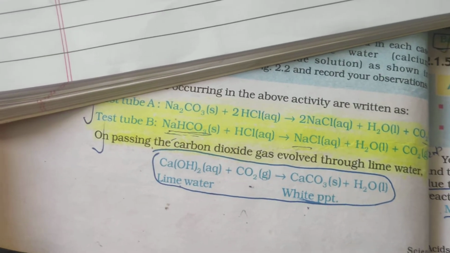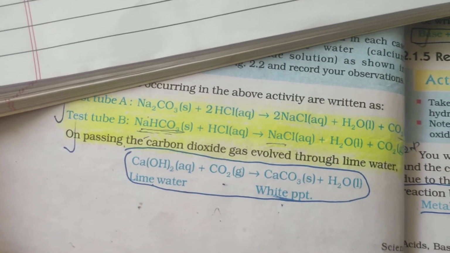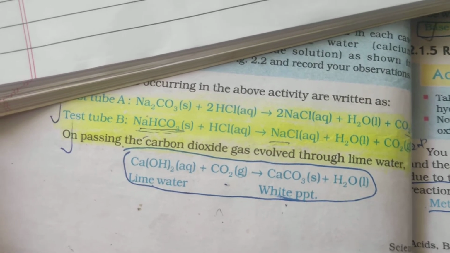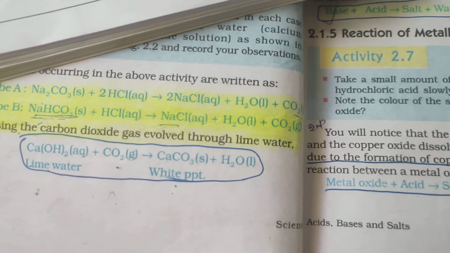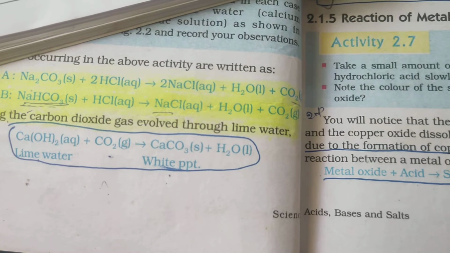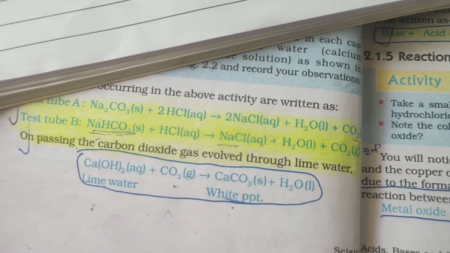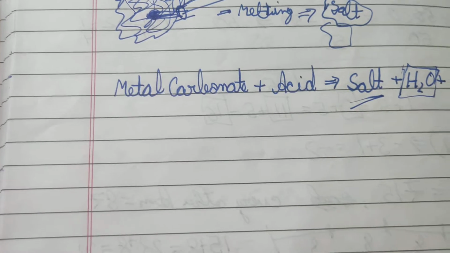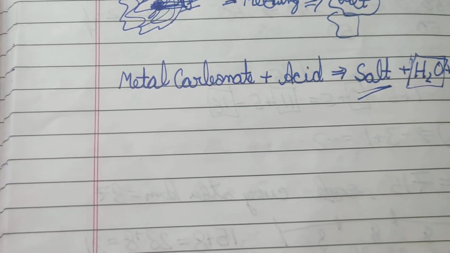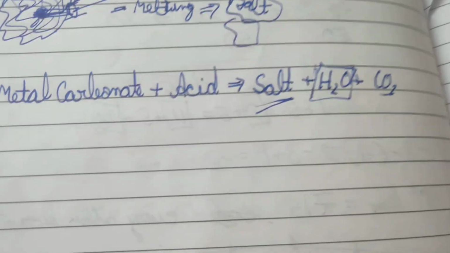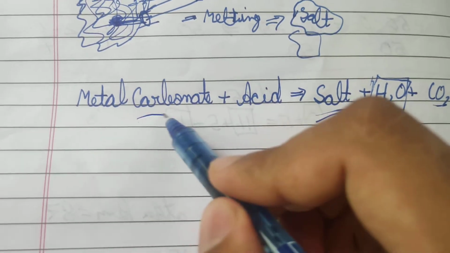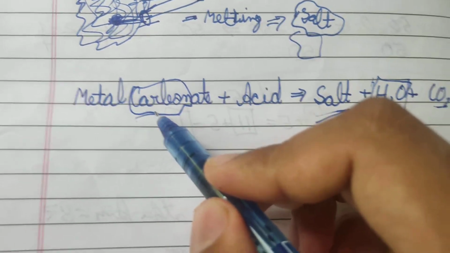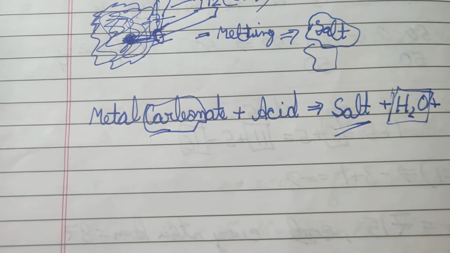Now the second reaction is metal hydrogen carbonate plus hydrochloric acid is equal to NaCl, which is again what? Sodium chloride, that is common salt, then H2O, that is water, and then CO2, that will be released in the form of gas, right? So it's the same reaction for both of them, whether it be metal carbonate or metal hydrogen carbonate. The reaction would be simple: salt plus water plus carbon dioxide. Why carbon dioxide? Because both of them contain carbon. So carbon dioxide is a definite release in it.